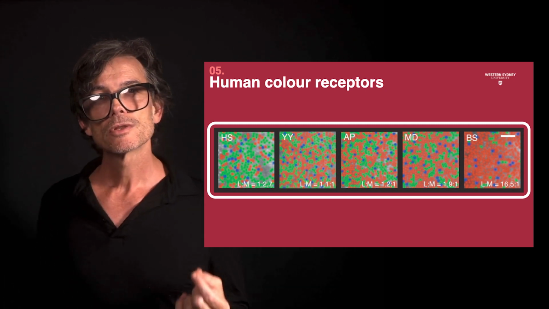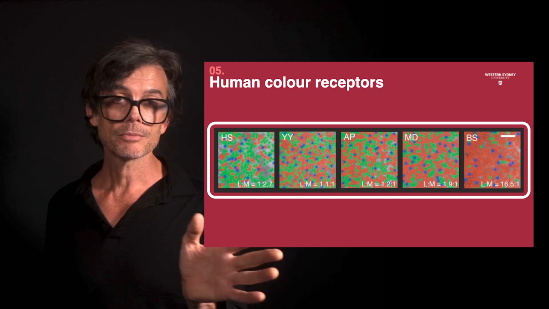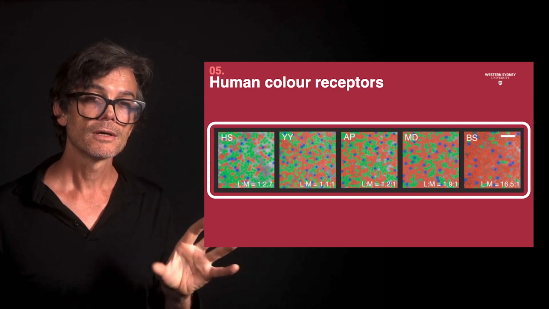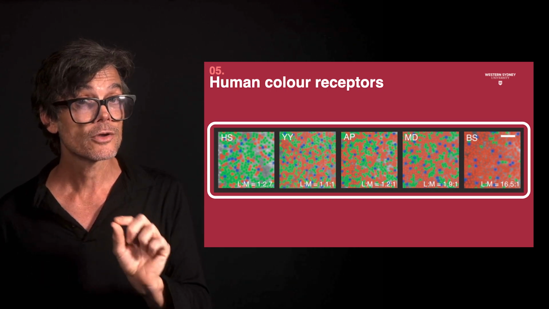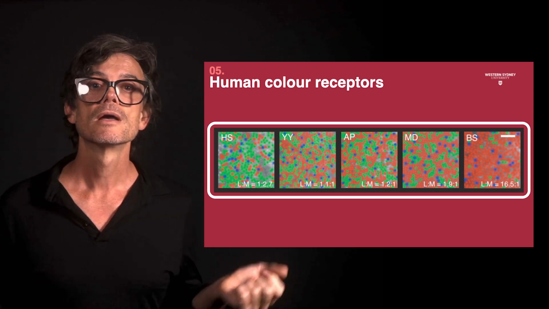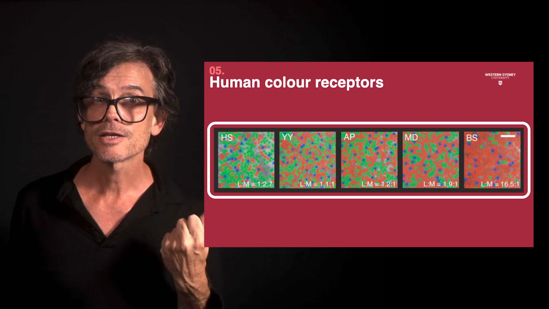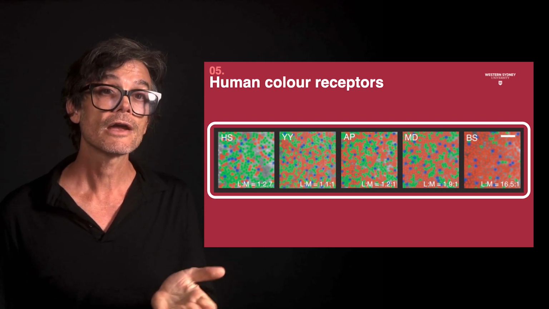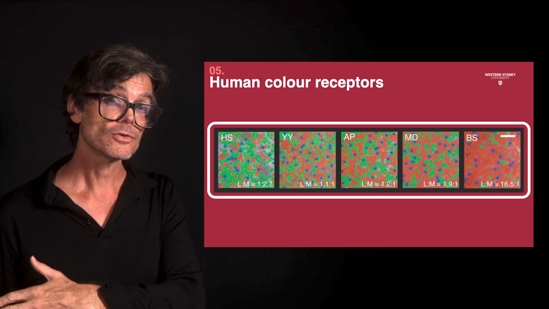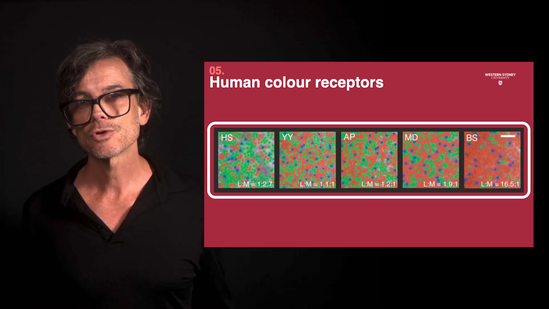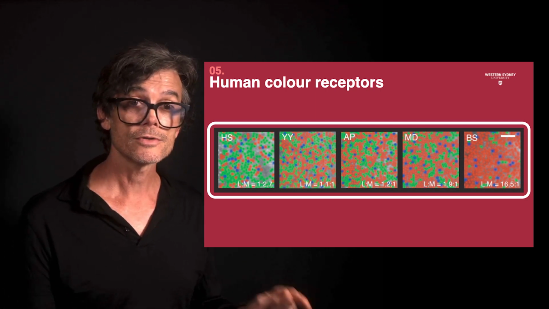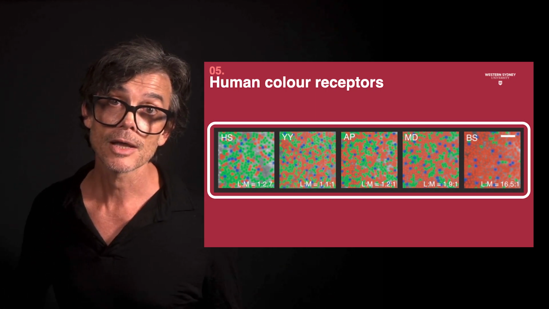First of all, the blue cones, depicted here in blue colour, are sparsely distributed across the fovea, whereas the red and green cones are far more numerous. The second thing I'd like you to notice is that the relative proportion of red to green cones varies enormously across individuals. As we'll see shortly, extreme differences in the proportion of red to green cones has implications for colour blindness.